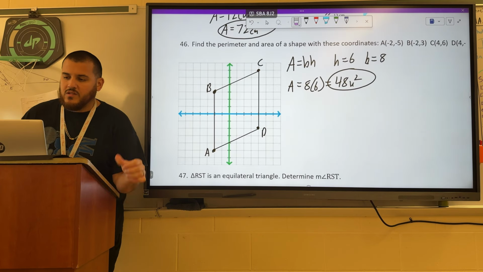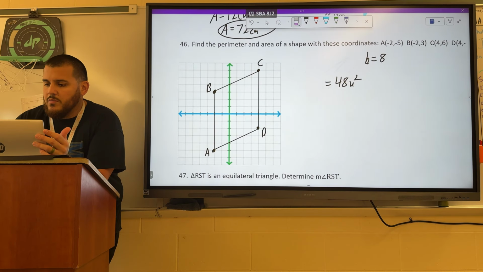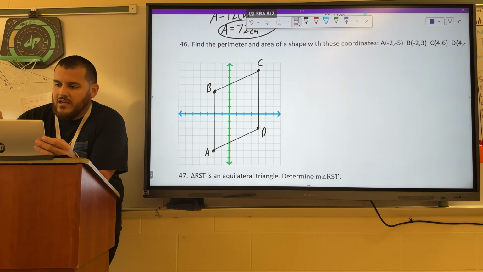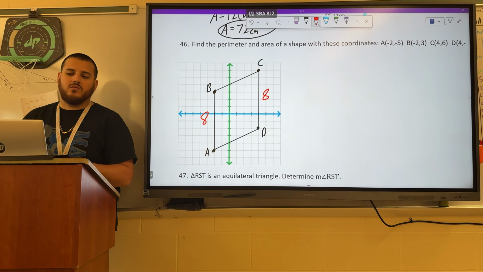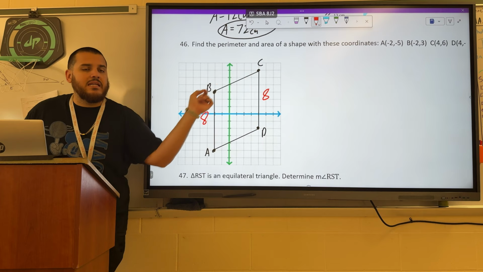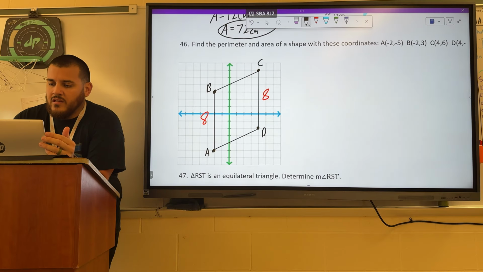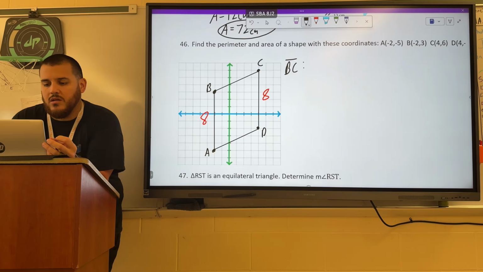The perimeter for this one is a little bit more difficult. Remember, perimeter is adding the sides together. We have 2 sides that we can count. For example, side AB here is 8, side CD is 8. We could just count those with our fingers. Remember those slanted sides though, if we need to know how long they are, like previous examples, we need to do the distance formula on them.